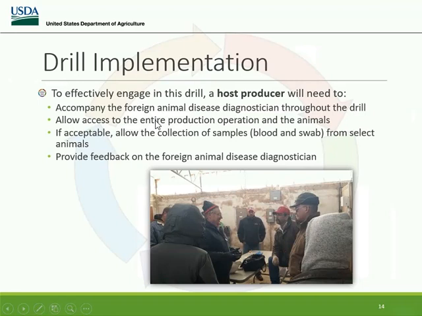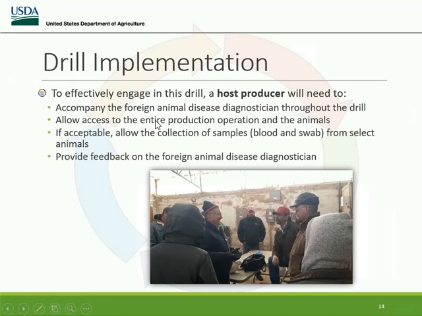They need to allow access to the entire operation so that the FADD can basically conduct the investigation as they normally would. And it says "if acceptable," but we haven't had any producers say no, and for the industry, as they go out finding hosts, this is a major talking point. We really need to allow the FADDs to collect samples. We're not going to collect tissue or vesicular fluid. Hopefully there isn't anything like that there. But the FADDs will be requested to bleed and take swabs from select animals. And we're looking at a minimum of 2 animals that will undergo a full clinical exam and be sampled. And then, of course, the host producer needs to complete the SurveyMonkey to give the FADD feedback.